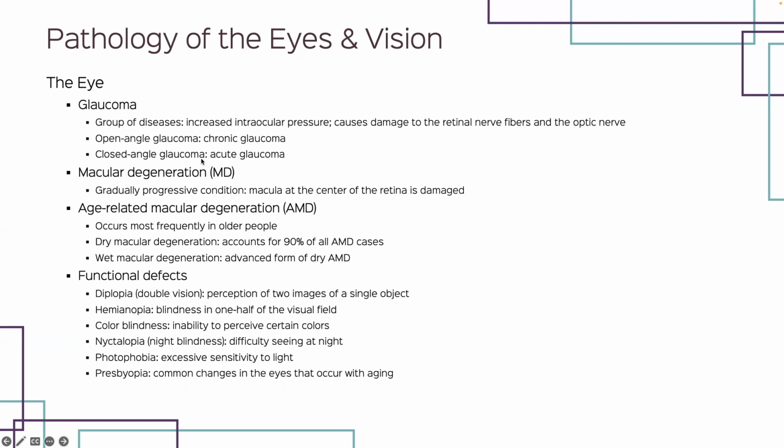And then down here for the functional defects, you see diplopia, where you just have double vision, color blindness, photophobia, which is excessive sensitivity to light. That'll happen a lot whenever you see someone with migraines. So just kind of keep that in mind if it is documented as photophobia.